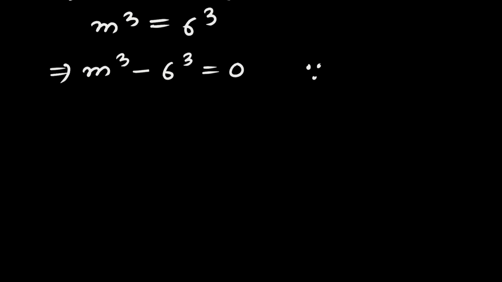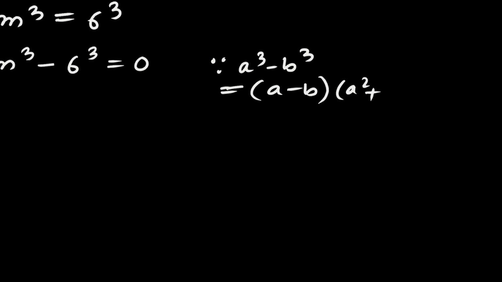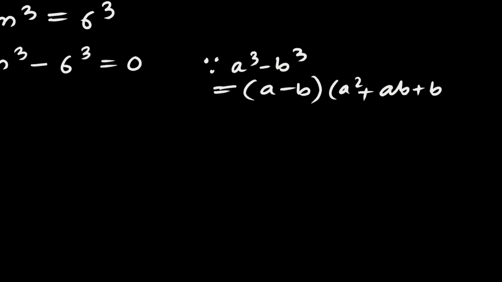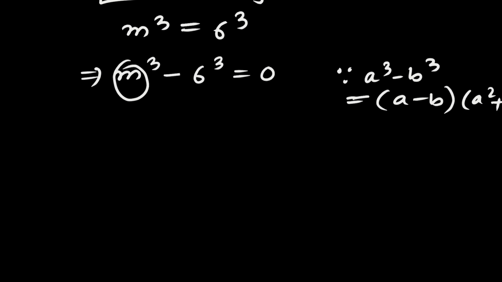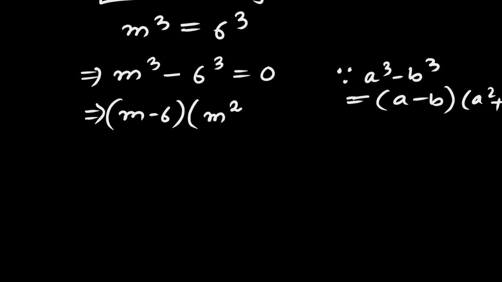The identity tells us that a cubed minus b cubed can be factorized as a minus b multiplied by the quantity a squared plus ab plus b squared. Applying this identity with a equal to m and b equal to 6, we get the factorization m minus 6 multiplied by the quantity m squared plus 6m plus 36 equals 0.